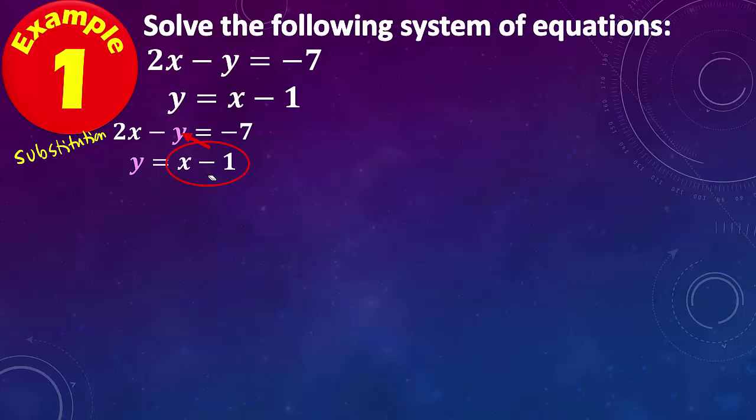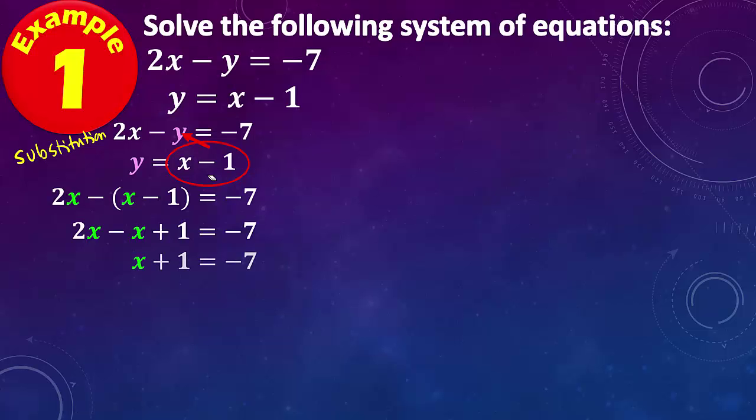Now what you want to be careful of here is, notice it's 2x minus y, so we've got to put that x minus 1 in parentheses. And also notice that we only have the variable x in the equation now, which is good. First things first though, we need to distribute that negative sign across our expression x minus 1. Which leaves you with 2x minus x plus 1 equals negative 7. Combine all the like terms that you can, so 2x minus x is just x.